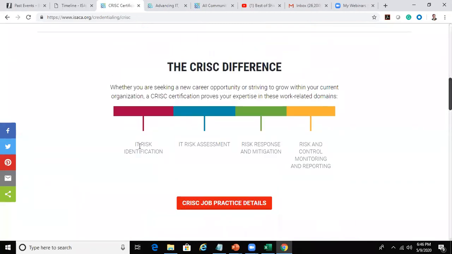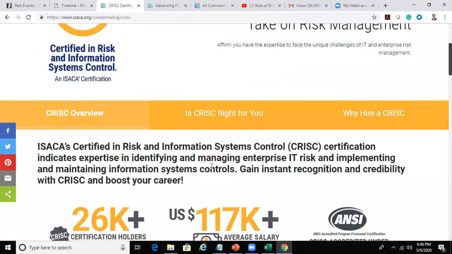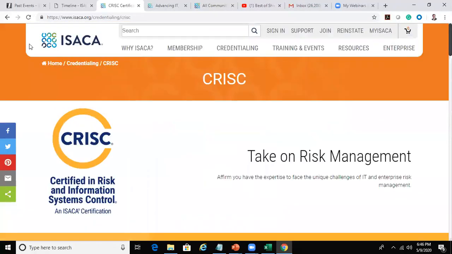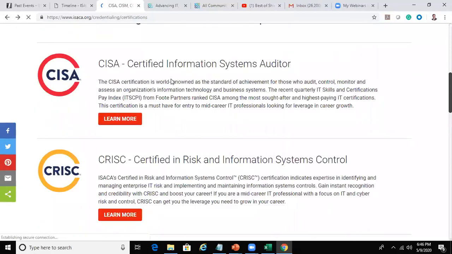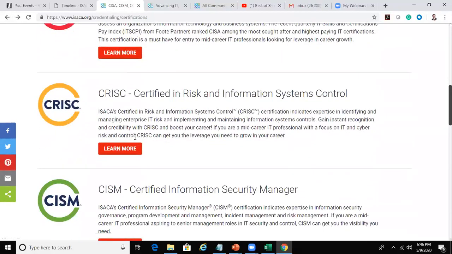It's not that you identify once. You constantly assess your risks and keep on looking at risks on a constant basis. So that's about the differentiation of this IT risk certification, CRISC. I can keep talking for one full hour, but I told you I just want to leave the last hour or more for questions. So I think I covered CISA, I covered CRISC.